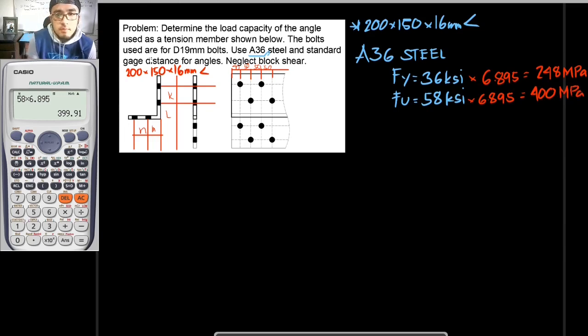Okay, next up, what else do we need? It is said here that we are to use standard gauge distance. So what are those? As you can see here, 40, 50, 50, and 50 are already given. So what other gauge distances do we need? It would be K, L, M, and N. It was not stated what those distances are, so it would be our duty to know what those distances are.